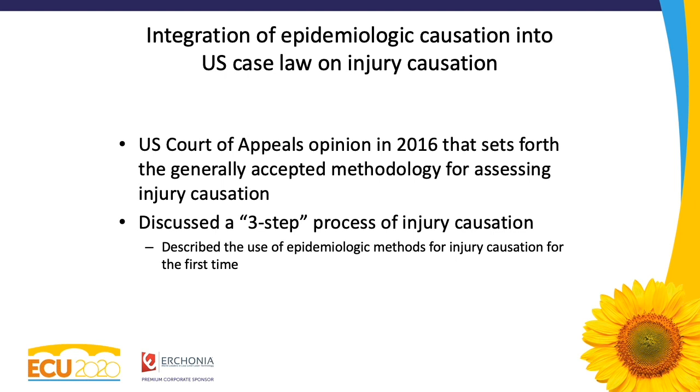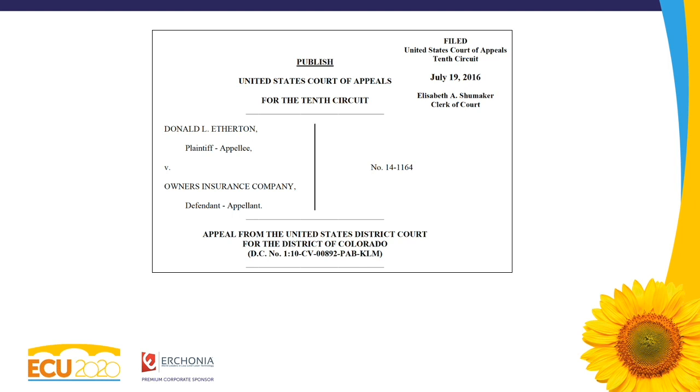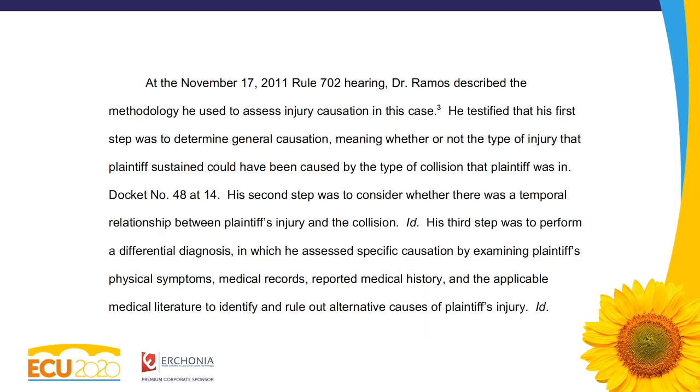The case described a three-step process of injury causation and said that it was the generally accepted method used for assessing causation. That was a case called Etherton, and it described how the doctor who was there testified that there was a method that he used that was published in the peer-reviewed biomedical literature that started with the first step, which was called general causation, just whether or not the injury can result from the particular event. In this case, it was a crash.